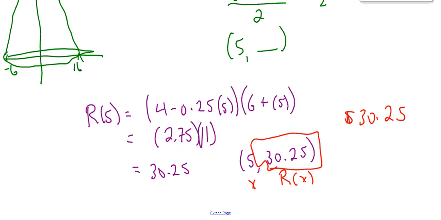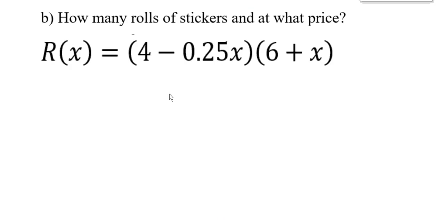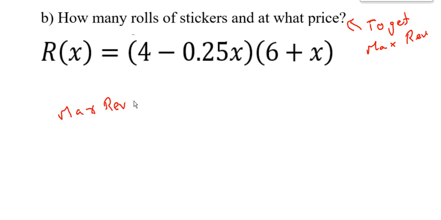So let's look at the next question. How many rolls of stickers and at what price? So this is to get the maximum revenue. So we know that the maximum revenue of $30.25 occurs when x equals 5. So if I want to know how many rolls of stickers at maximum, this is the bracket that represents the number of rolls of stickers.